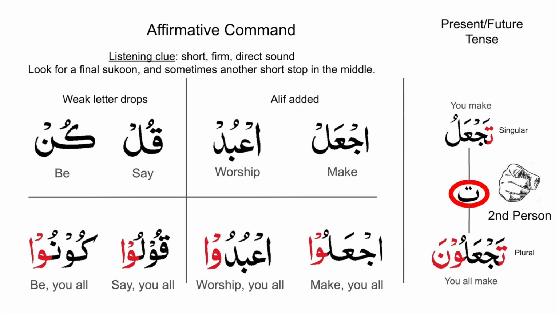The second common pattern is this. Sometimes a weak letter drops from the root word. So, for example, قل, say, and كن, be. This is where your mapping technique helps.